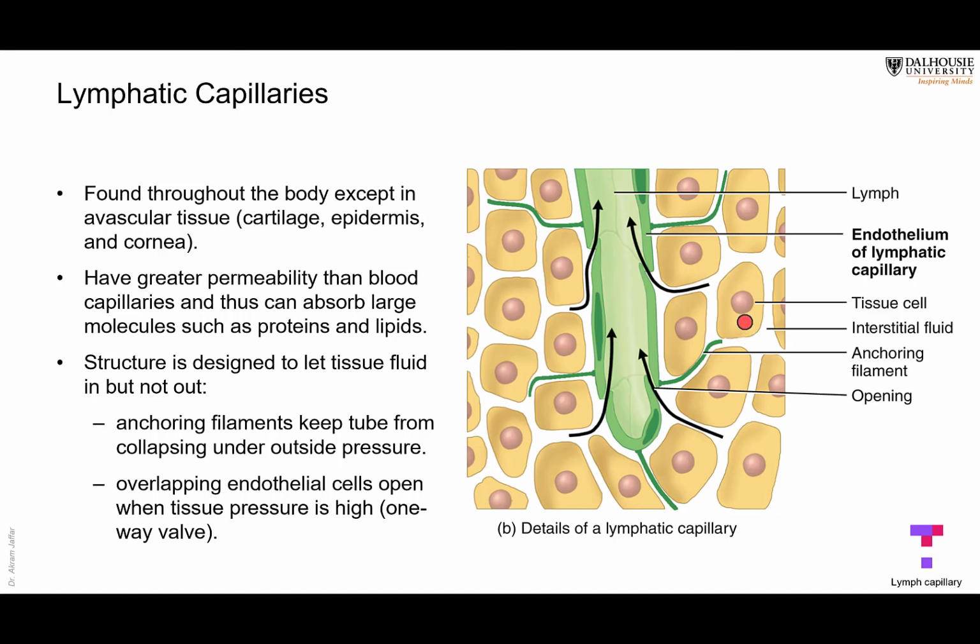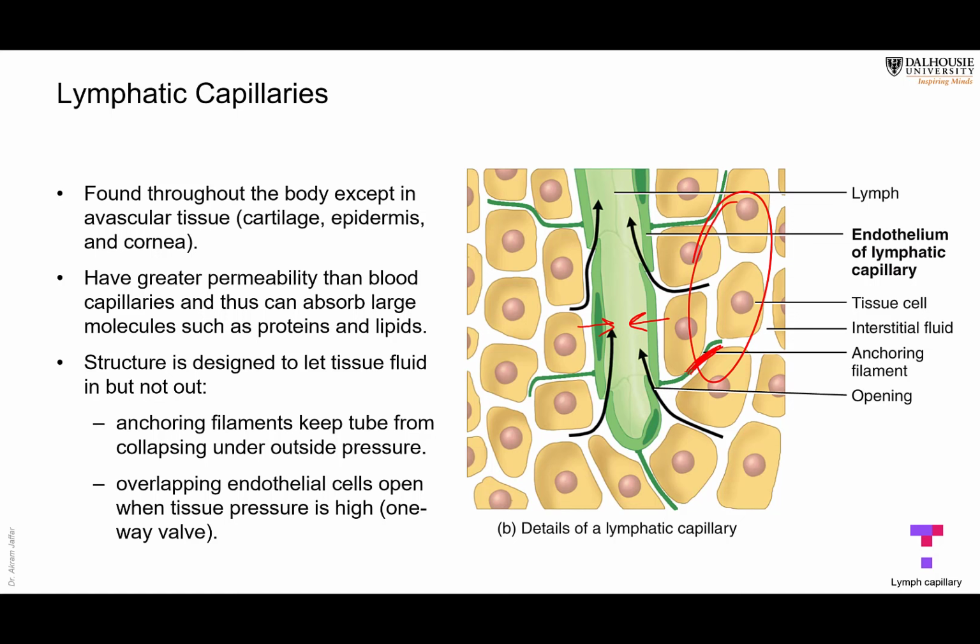So they will prevent the collapse of the capillary. If there is an increase in pressure here in the extracellular compartment, the increase in pressure will anchor these filaments and prevent the collapse of the capillary, because these filaments are anchored to the tissue, so the endothelial cells will not come close together.